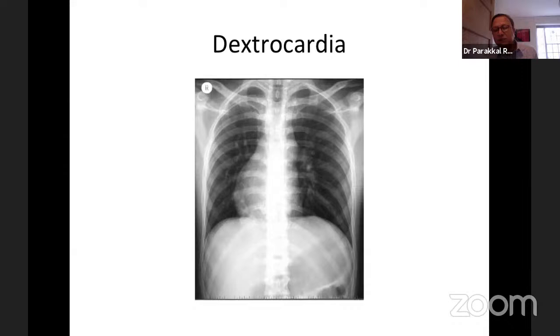So you will have it in the history. Whereas in pediatrics, when you see the patient for the first time when they are 3, they might be the first time somebody is examining the cardiovascular system. So you need to make sure you're examining on both sides. And this is a classic example of somebody with dextrocardia.